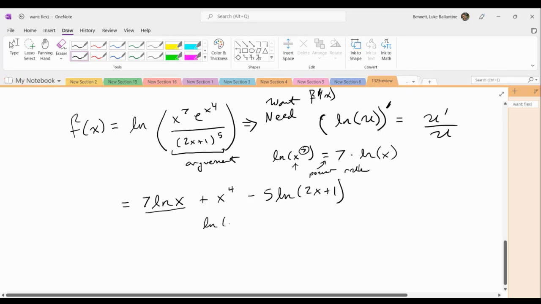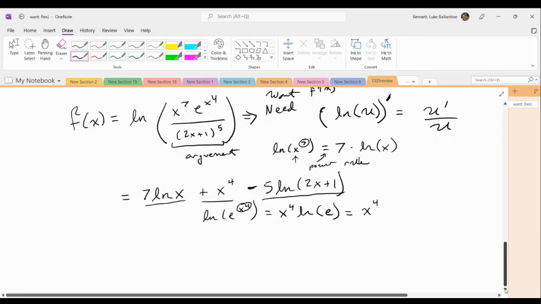And then the natural log of e to the x to the 4th. Well, this is just some power, so we can bring that down. This is x to the 4th times the natural log of e. But the natural log of e is just 1, so this is x to the 4th. That's how we get x to the 4th. We subtract this one because we divide by it in the argument of f. And then we use the power rule on top of that. And that's how we get this one.